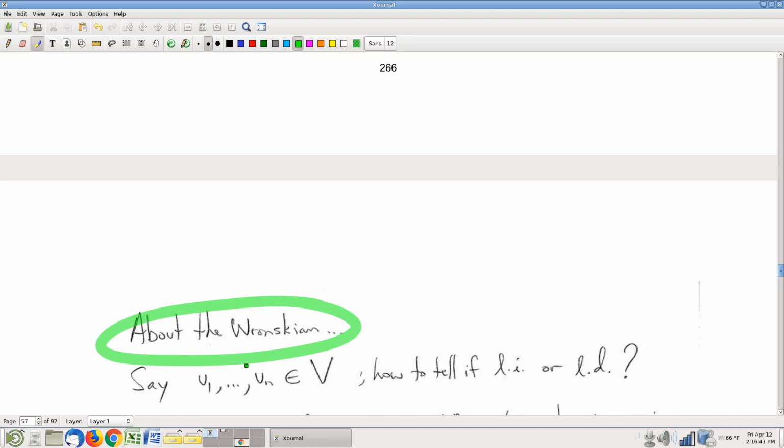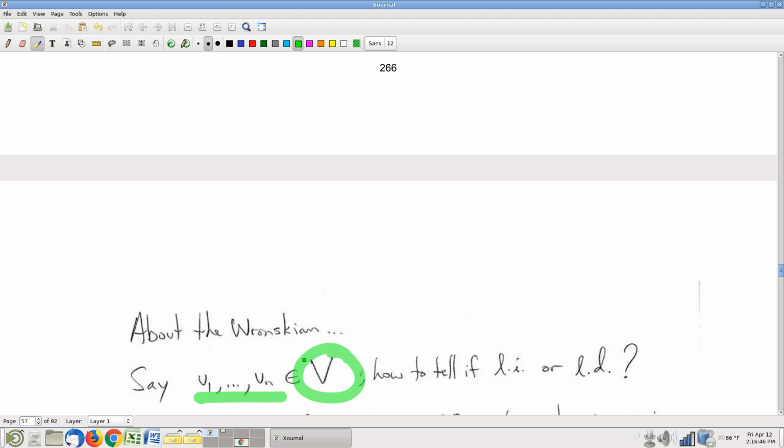Suppose you have a list of vectors in any vector space, and I emphasize any vector space. I don't care. So this does not have to be a list of functions anymore. It could be a list of matrices. It could be a list of images, if you think of images as being vectors in a vector space. And let's ask the same question that we asked when we were talking about the Wronskian. How do you decide if they're independent or dependent?